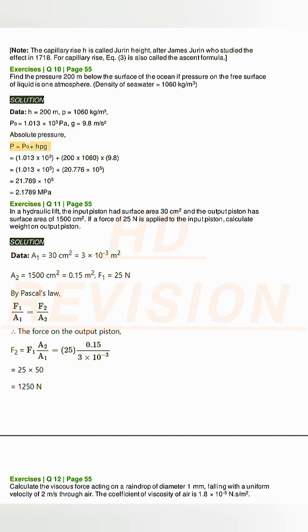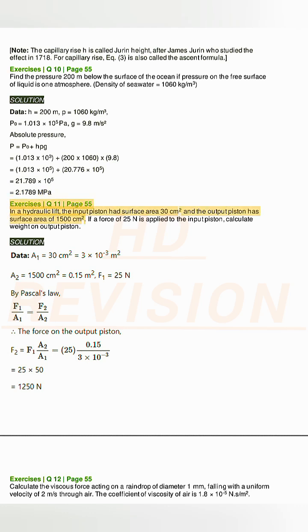Absolute pressure P equals P0 plus hρg, equals 1.013 × 10^5 plus 200 × 1060 × 9.8, equals 1.013 × 10^5 plus 20.776 × 10^5, equals 21.789 × 10^5, equals 2.1789 megapascals.